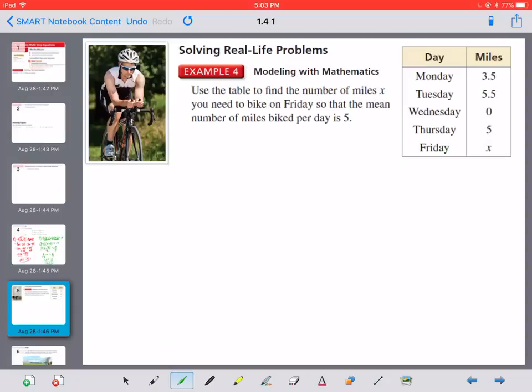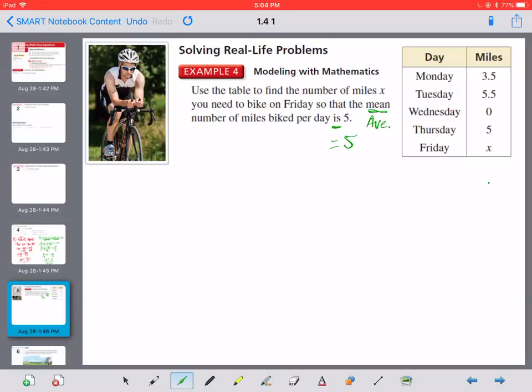Okay. Solving a real life problem. Here's just a word problem, so taking what we've been doing and doing that. So we're going to create an equation. Then we're going to do multiple steps to solve. Use the table to find the number of miles x you need to bike on Friday so that the mean number of miles biked per day is 5. The "is" is the equal sign. So whatever it is has to equal 5.